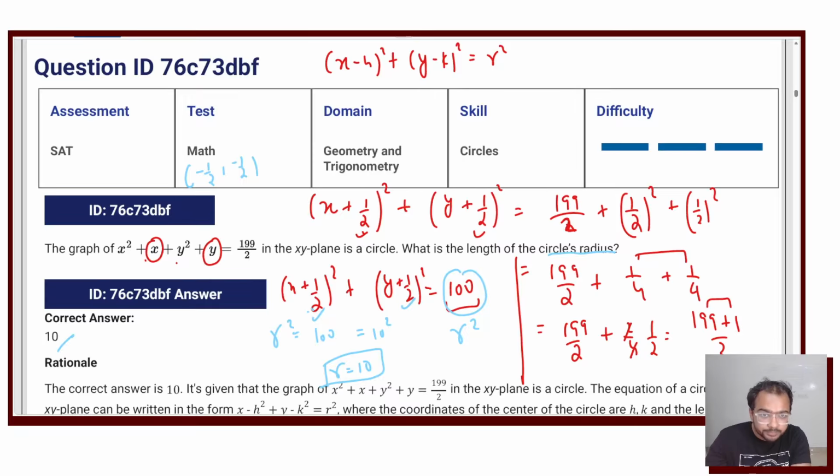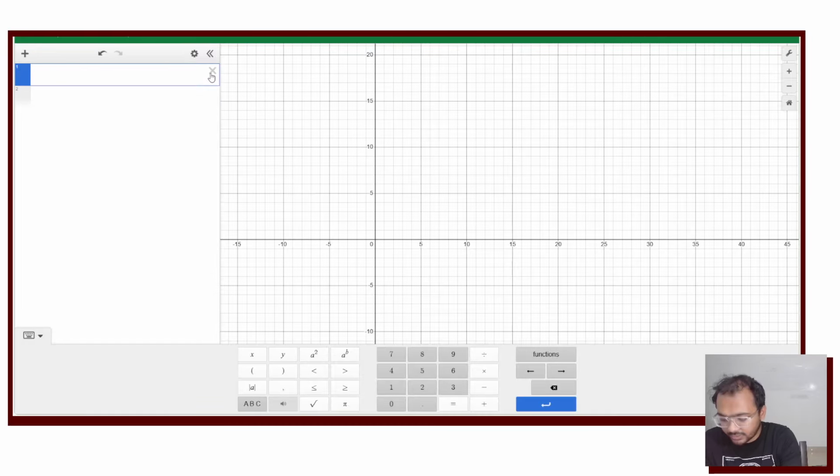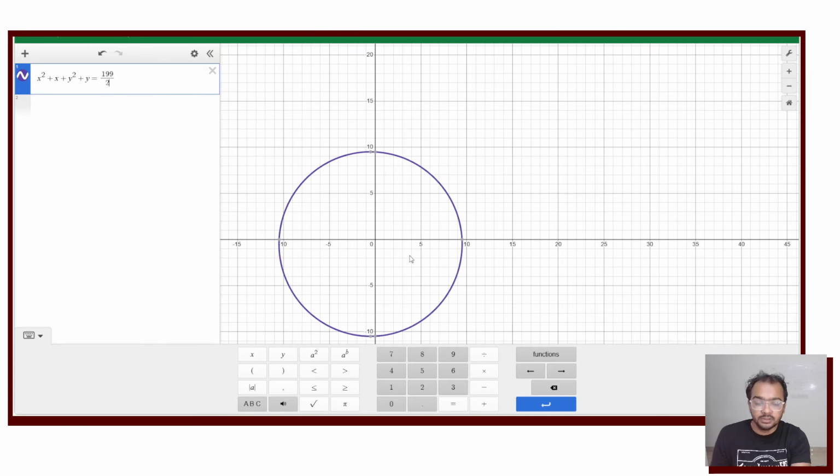So you will just move to Desmos and plot this equation there. So what we have is x square plus x plus y square plus y equal 199 divided by 2. This is what we have.